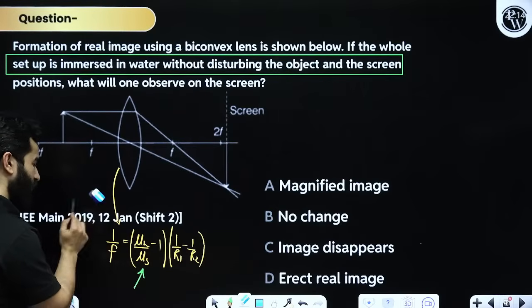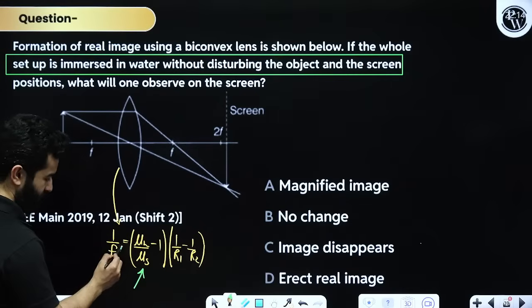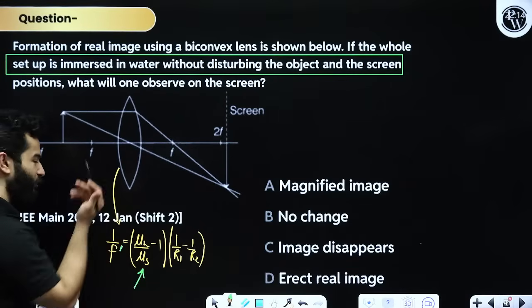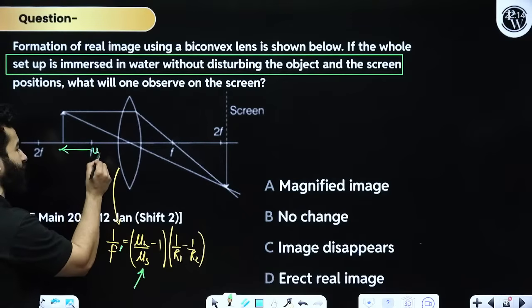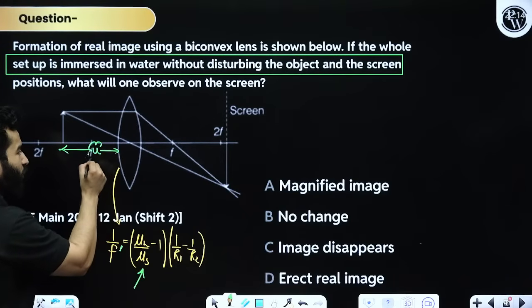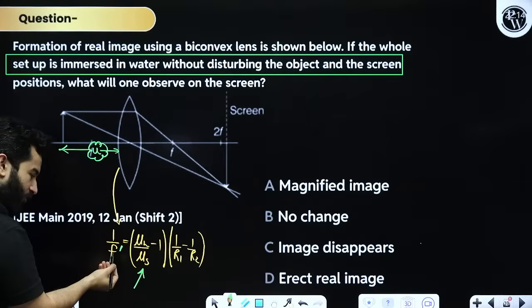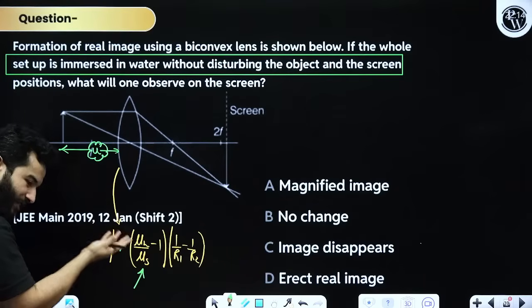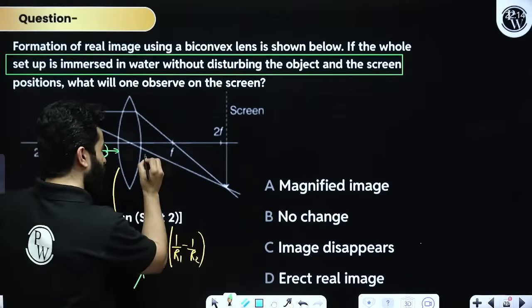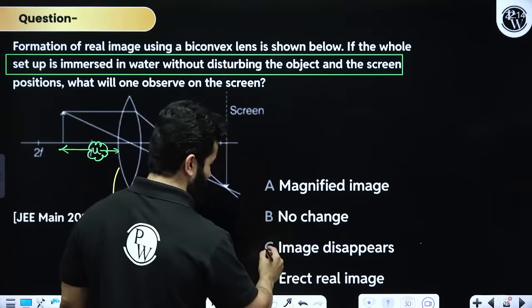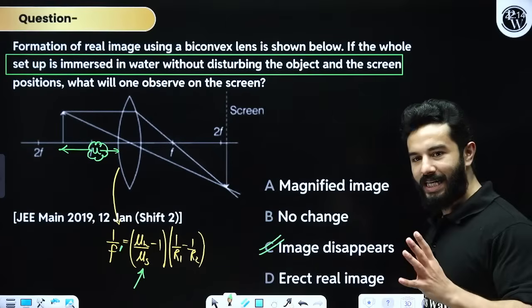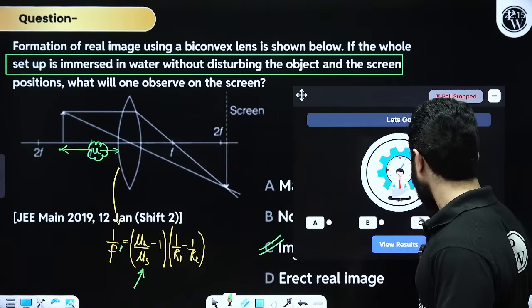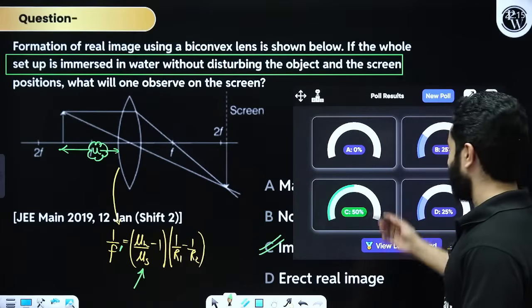Because of this, focal length will change, and if focal length changes, the image will not be produced at the same point, because you are not changing the distance. If you are not changing distance and you are changing focal length, the image will be produced but somewhere else, at some other position. So at the same point it will not appear, so the image will disappear. Got it? Clear? Right? Image disappears.